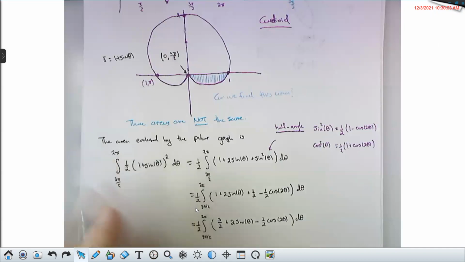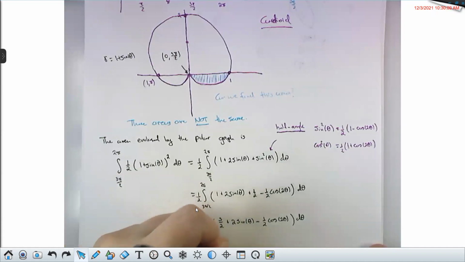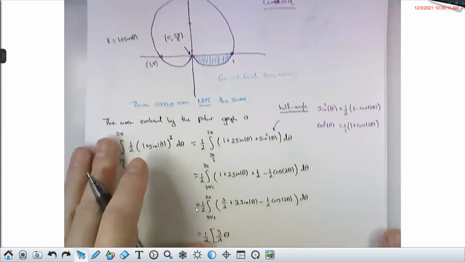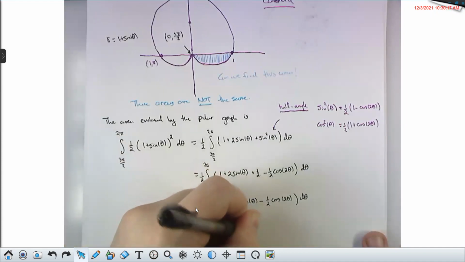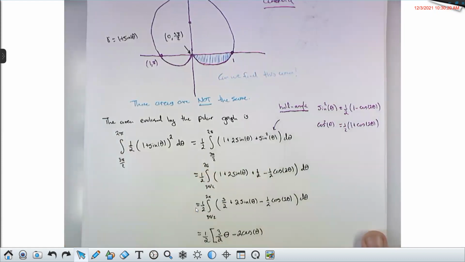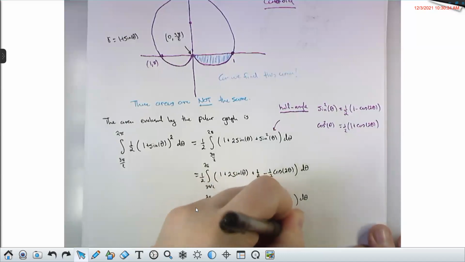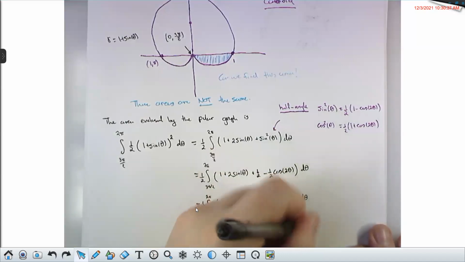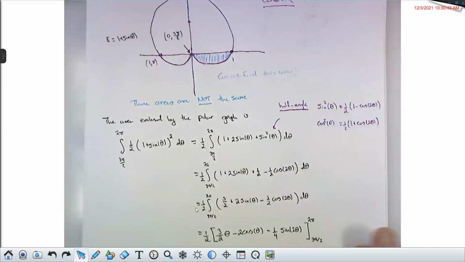And now each of these antiderivatives is very straightforward. 3/2, that's 3/2 theta. 2 sine theta is going to be -2 cos theta. And for 1/2 cos 2 theta, the cos 2 theta part would integrate to sine 2 theta over 2. So this is minus 1/4 sine of 2 theta. And we evaluate from 3 pi over 2 up to 2 pi.